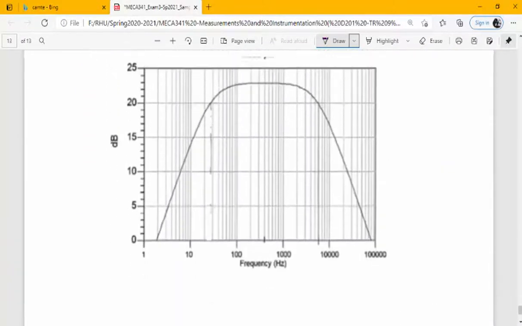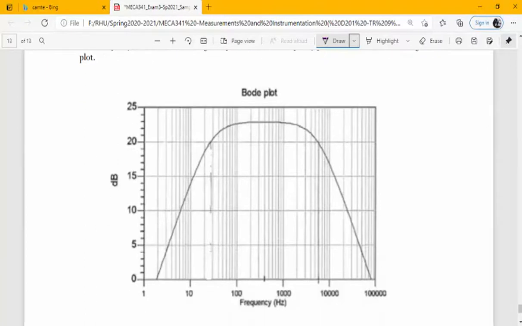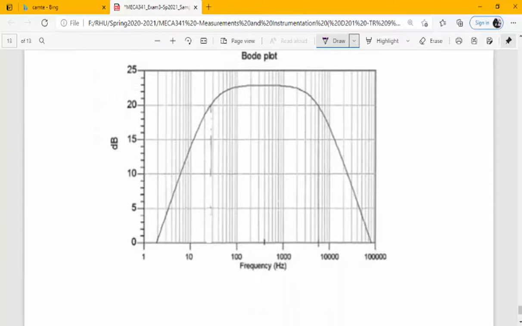The last question we have: find the quality factor of the following bandpass filter. This is called a bandpass filter with the following frequency plot, given by the Bode plot, and your job is to find the quality factor. We notice that the quality, or the selectivity, or the peakness, is given by f0, the corner frequency, over the bandwidth. The bandwidth is given by the upper frequency minus the lower frequency. So your job is to find f0, f upper, and f lower from the graph.